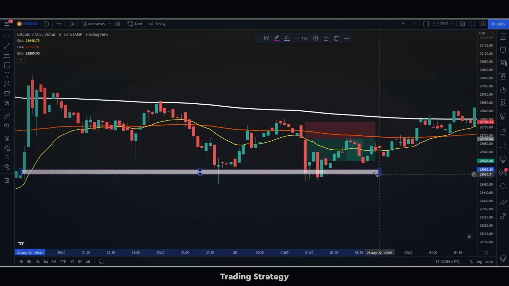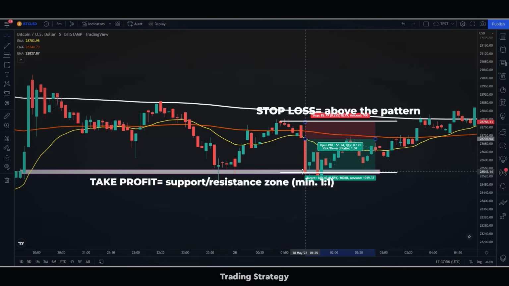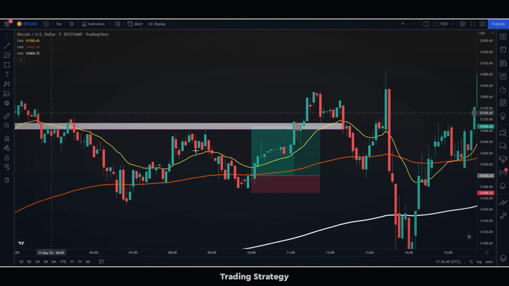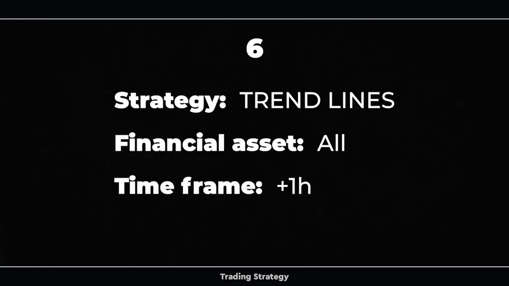The bearish engulfing candle may not be perfect. Also, the yellow EMA must be below the orange EMA. If this happens and the EMAs are not crossing, we will execute the sell operation. We will place our stop loss above this candlestick pattern and our take profit at the support and resistance zones, with a minimum risk-benefit ratio of 1:1. This is a really simple strategy, but very useful and effective since we will be operating directly with what the candles tell us.